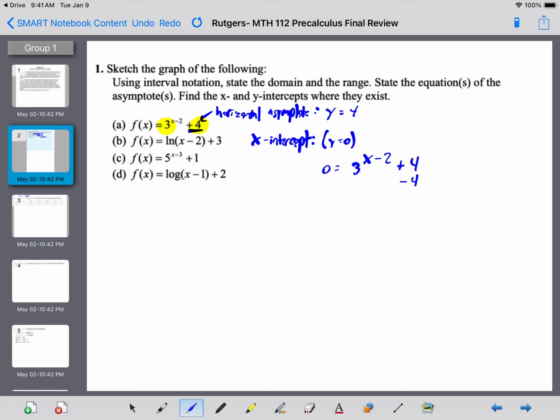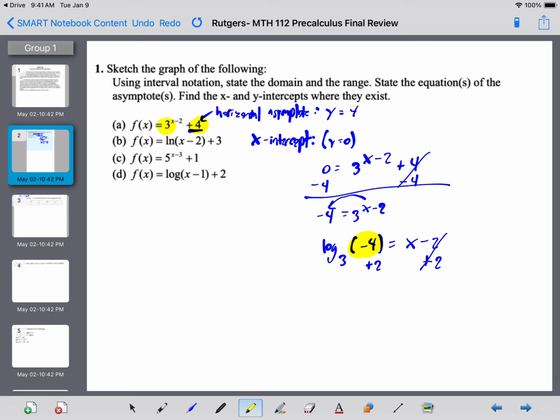You could subtract 4. Now I have negative 4 equals 3 to the x minus 2. Then I could take the log base 3. My argument will always be on the other side of the equal sign. Negative 4 equals x minus 2. The next step would be to add 2.